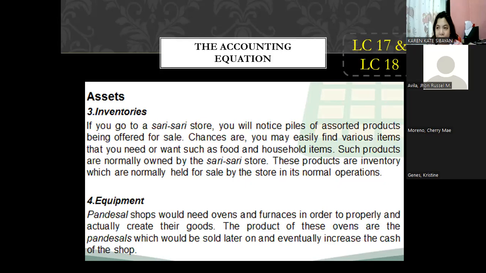It really depends on what type of business ang ino-offer mo. So for example, in our case, we have a bakery. Our equipment is dough roller, oven, mga ganon. Okay? Blender. So those are our equipment.